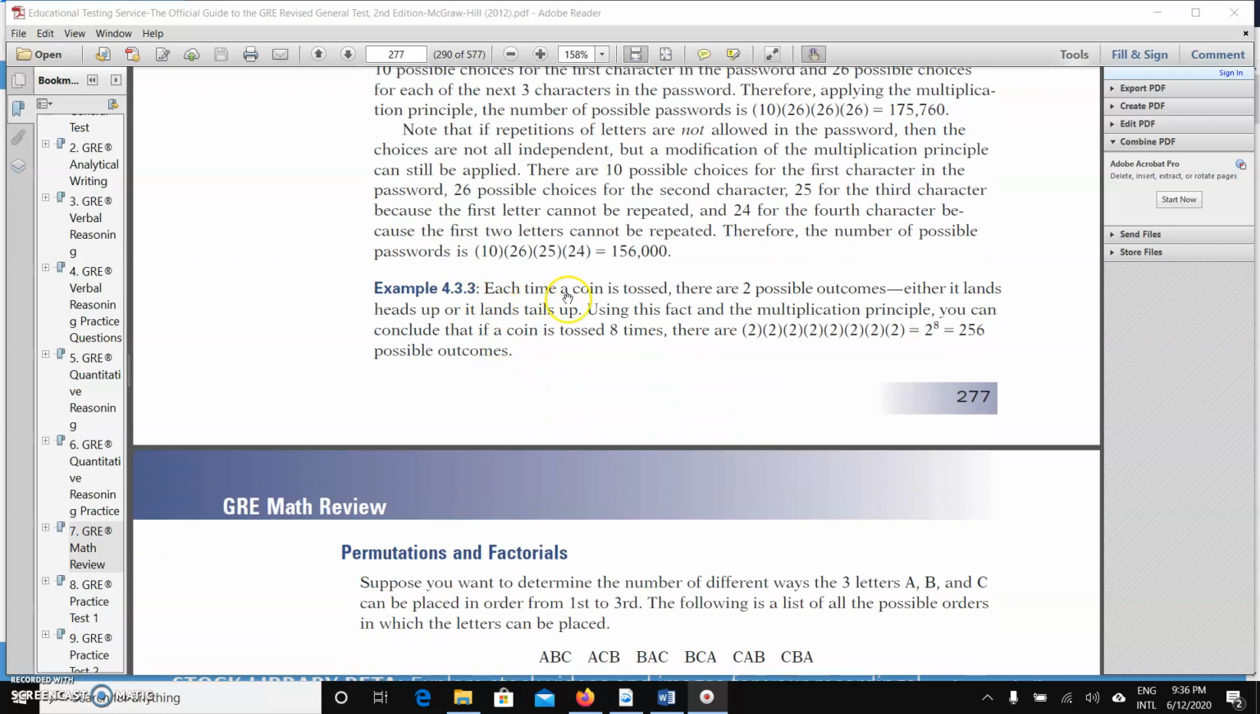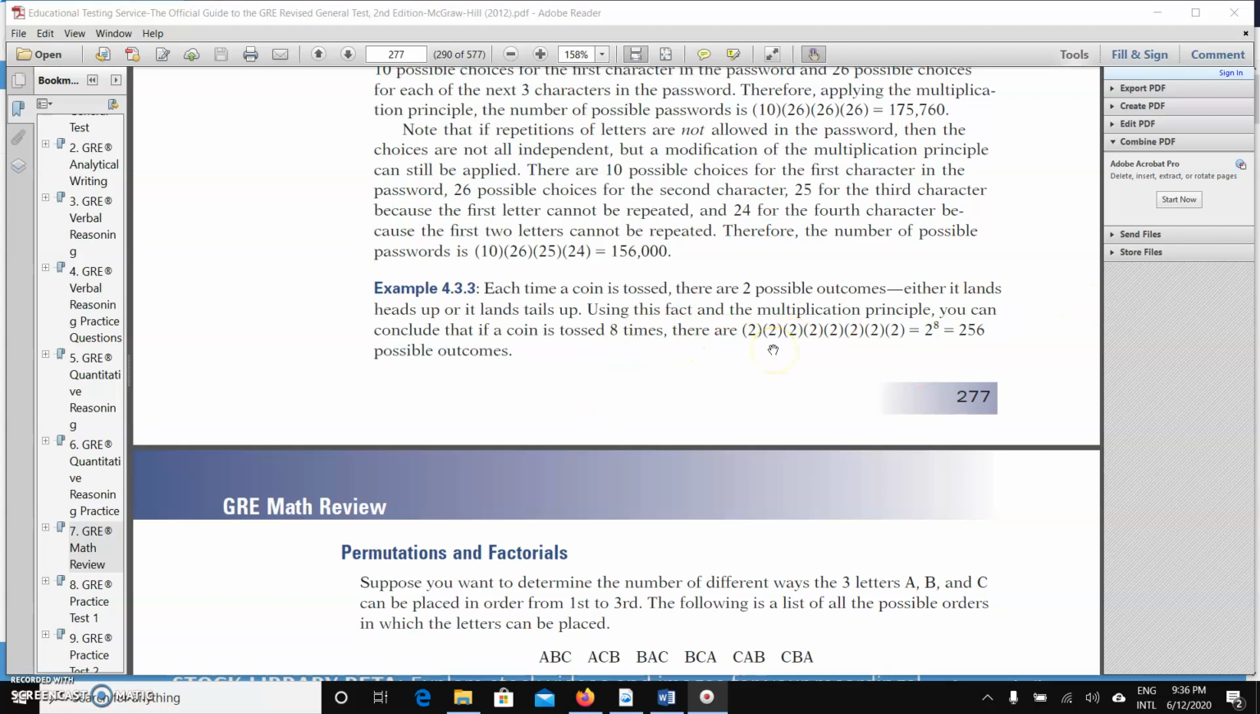Now, this last example, each time a coin is tossed, there are two possible outcomes. Either it lands head up or it lands tail up. You toss a coin, either you have head or you have tail. Now, using the multiplication principle, you can conclude that if a coin is tossed 8 times, there are going to be a number of outcomes.